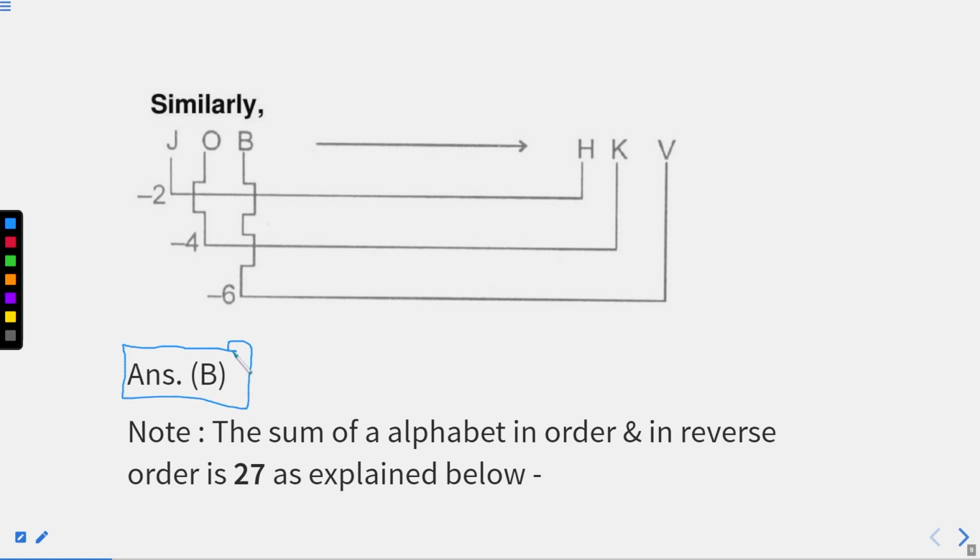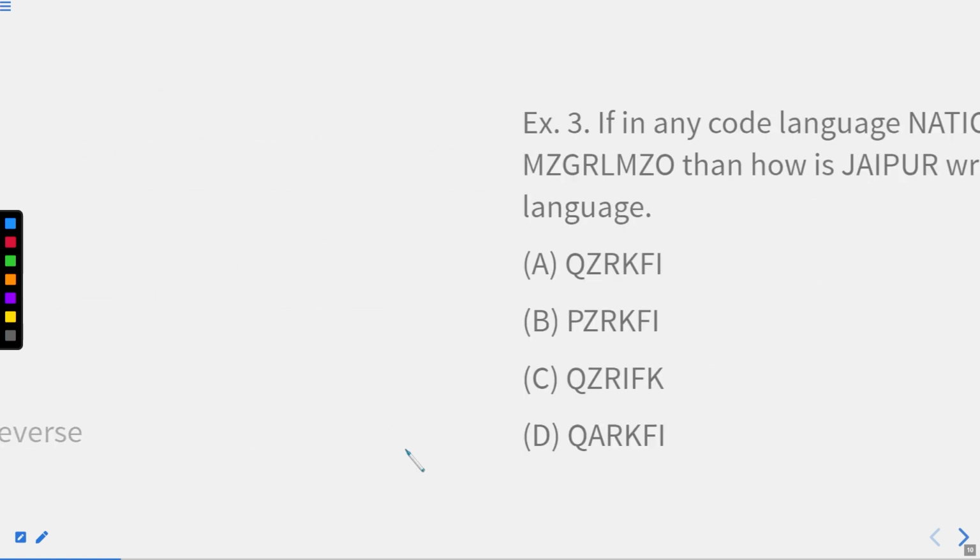So I have explained both the concepts, in which the first is the simple addition. The second one is the subtraction of the number, that too with a different gap. Okay. Now make a note, because the question that we are going to deal with now is a bit difficult as compared to what we did earlier. The sum of the alphabet in order or in reverse is 27, as explained below.